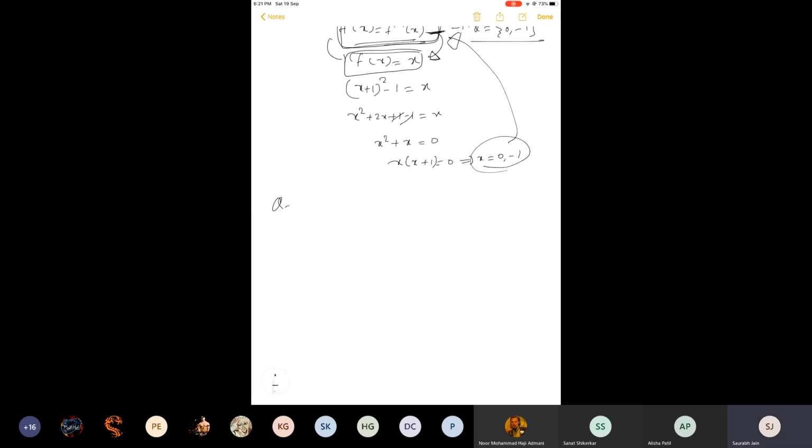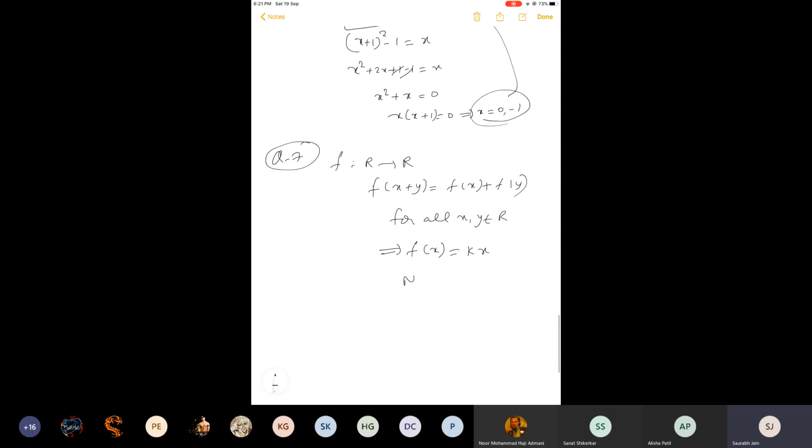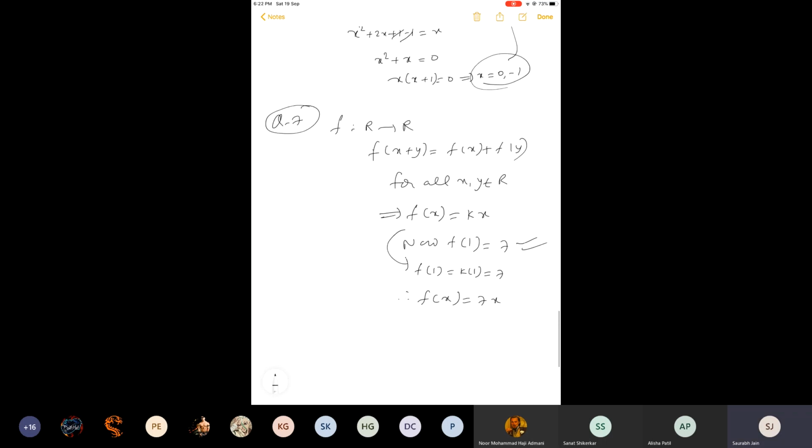See question number 7. f is from R to R. f(x + y) = f(x) + f(y), f(1) is 7, for all x, y belongs to R. I directly gave you a result for this. You should remember that I told you it will be of the form f(x) = kx. Now f(1) is 7. f(1) = 7 means put 1 here. You will put 1 here also, and this value is 7, so k is 7. k is 7, f(x) = 7x. Because of this condition, we get k.